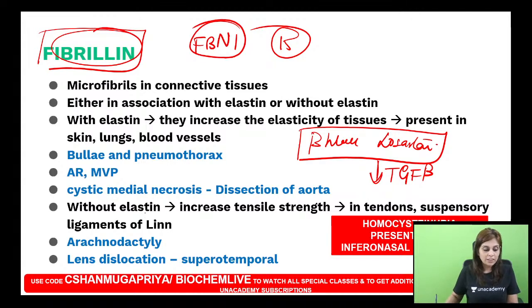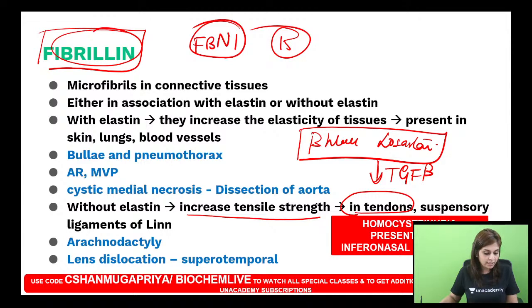Okay. And without elastin, what happens? Elastin supports the tensile strength of tendons and suspensory ligaments. So when there is Marfan syndrome, there is no tendon tensile strength, which causes arachnodactyly. Suspensory ligaments are not that strong.